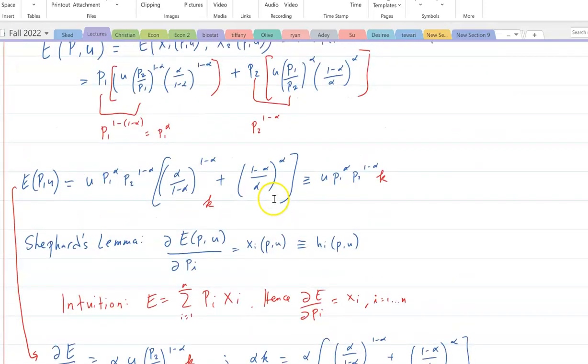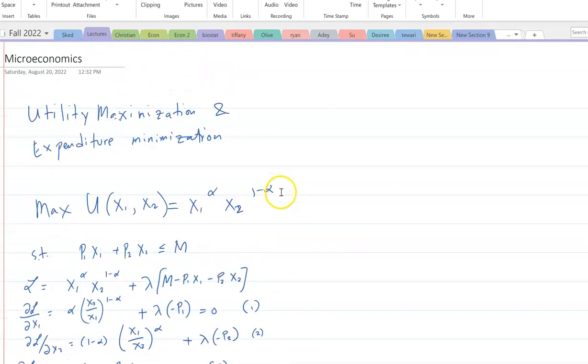Alright, so that concludes the duality between the utility maximization and expenditure minimization problem.